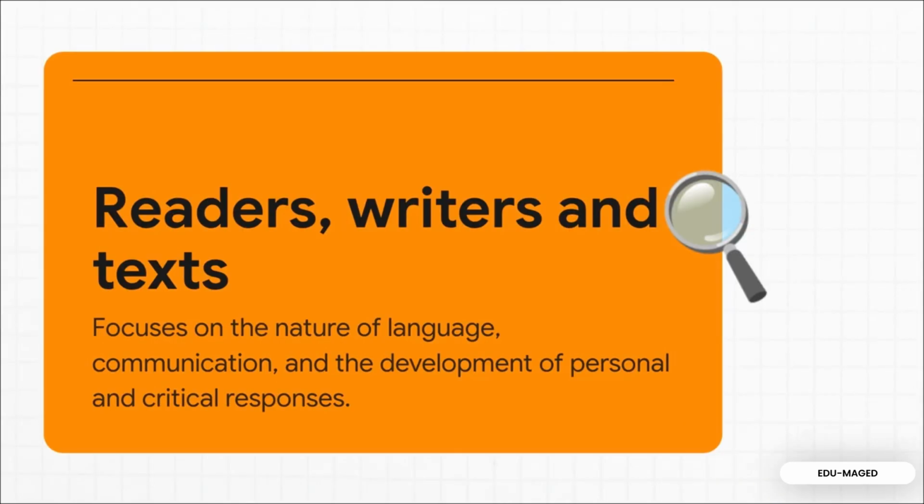First up, we have readers, writers, and texts. This is your bread and butter. It's all about close reading. It gets students to really zoom in and analyze the craft of a text. How did the writer's choices about language or structure actually create meaning for the reader? This lens is how we help students move from just I liked it to a really sharp critical analysis.